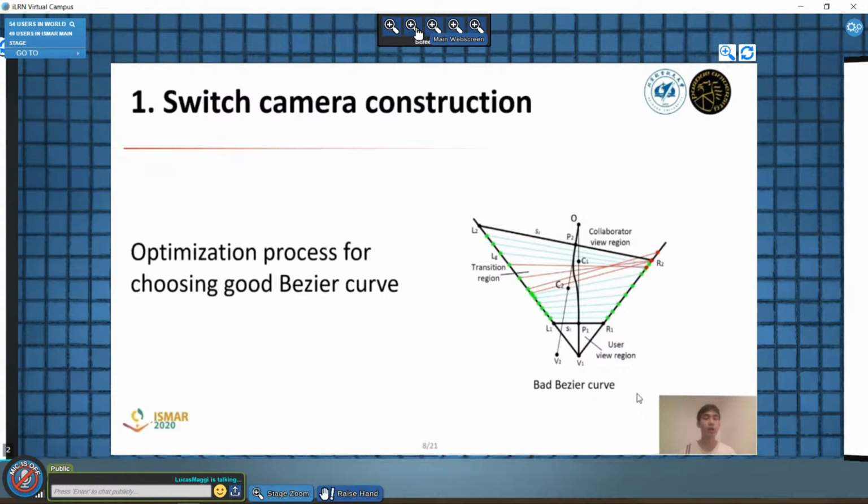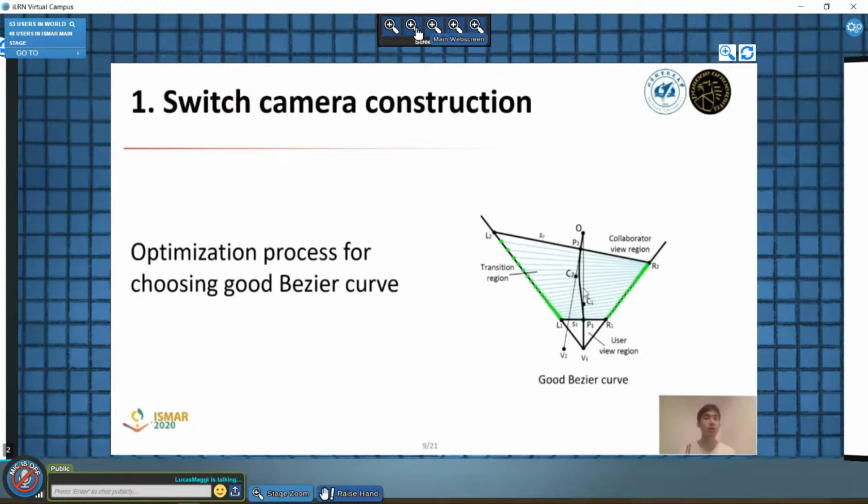In this example, the segments that bound the transition region intersect. So this candidate Bezier curve receives a low score. Here is the Bezier curve that is suitable for switch camera construction.